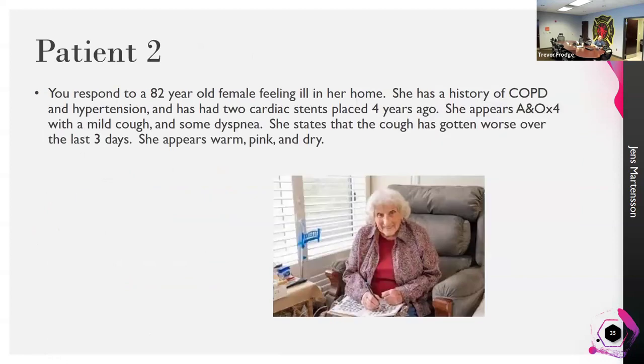So let's look at somebody else. We got an 82-year-old female who's feeling ill in her home. She has a history of COPD. She has a history of hypertension. She's got 2 stents placed 4 years ago. She appears alert and oriented. She's got a mild cough and some trouble breathing. She states that the cough has gotten worse over the last 3 days. She appears warm, pink, and dry.